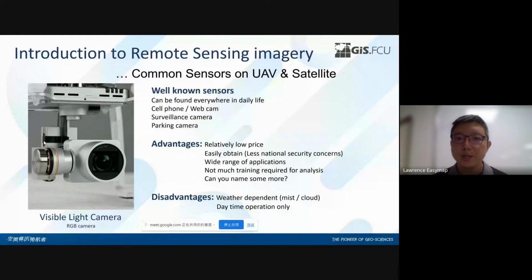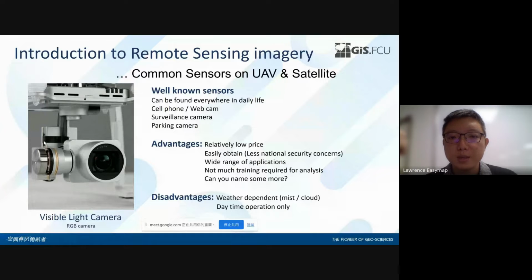Okay, visible light camera. Needless to say, it is a well-known sensor. You can find the visible light camera almost everywhere. You can name it, just like your cell phone. You can find it in the webcam, that's why you can see me through the laptop. You can find it in the surveillance camera, the parking camera at the back of your car, and so on. It is so well-known, so useful, and cheap on the other hand.